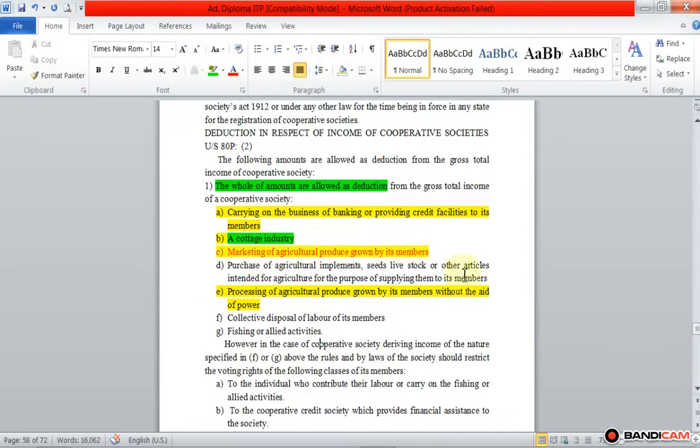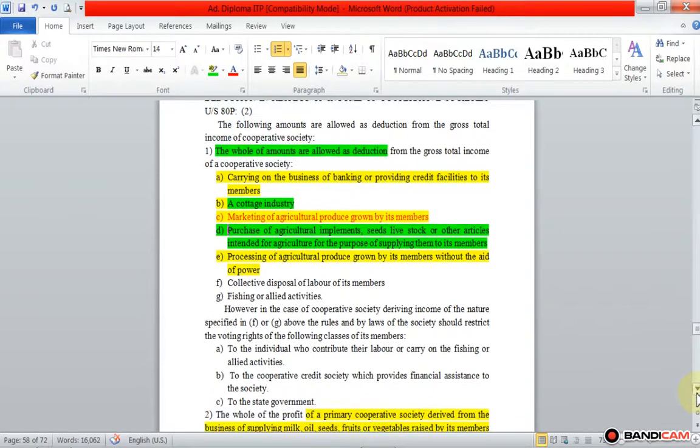Then purchase of implements, point D. It says that purchase of agricultural implements, seeds, livestock or other articles intended for agriculture, for the purpose of supplying them to its members, is allowed for deduction. So the whole income is allowed for deduction if it is earned from purchasing implements and supplying them to its members. So we get a deduction for cottage industry, purchase of implements and marketing.